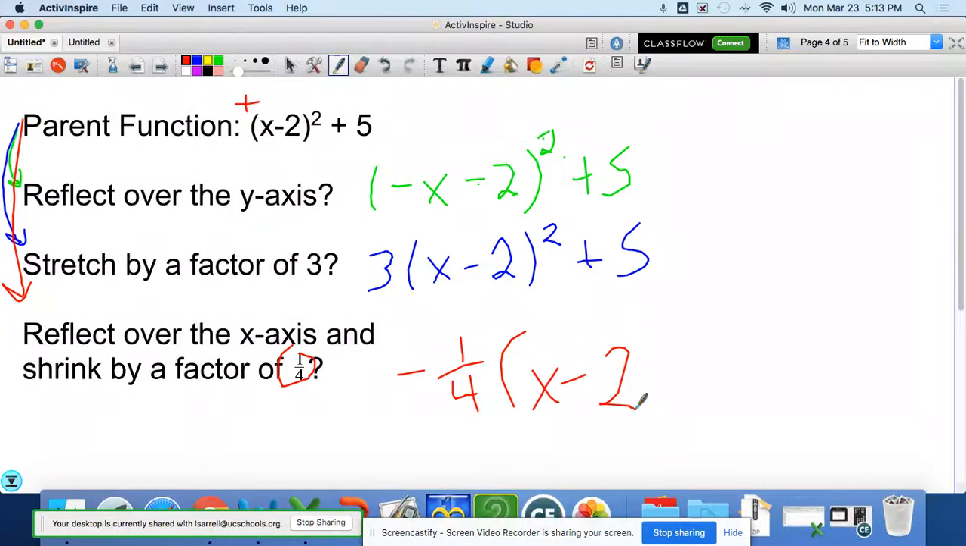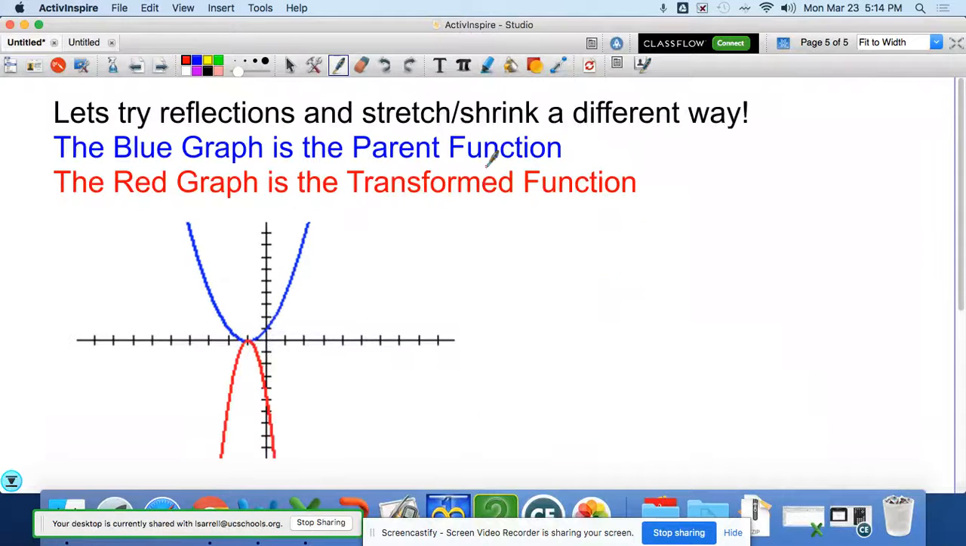x minus 2 quantity squared plus 5. Notice the -2 plus 5 stayed the same because we didn't go left, right, or up or down. We were just stretching, shrinking, or flipping over y's or x axes. Let's put it all together.